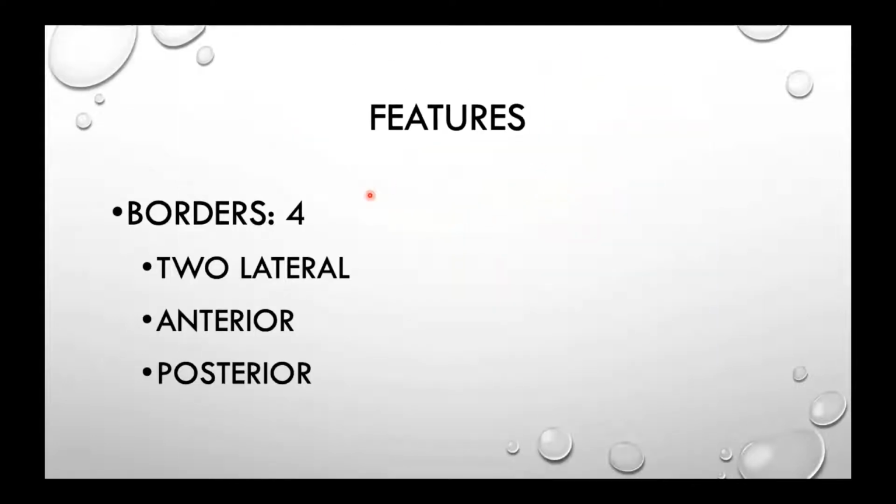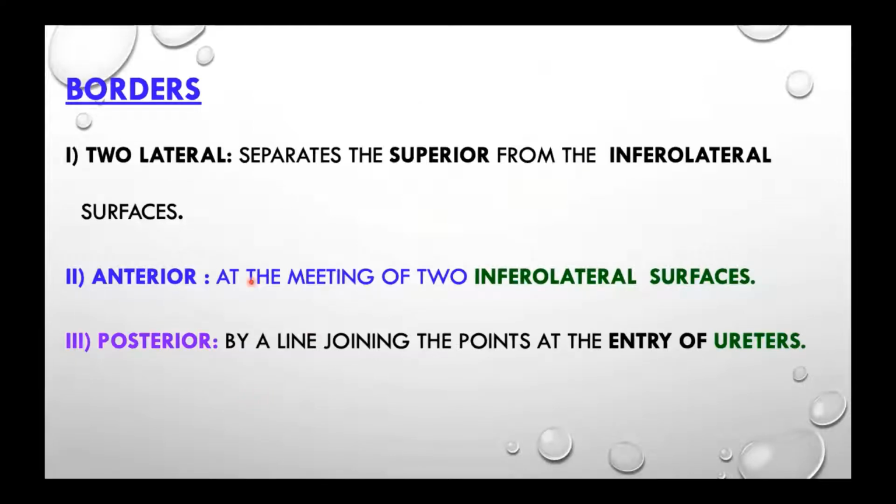There are four borders: two lateral borders, one anterior border, and one posterior border. The two lateral borders separate the superior surface from the inferolateral surfaces. The anterior border is present at the meeting of two inferolateral surfaces, whereas the posterior border is formed by a line joining the points of entry of the ureters.